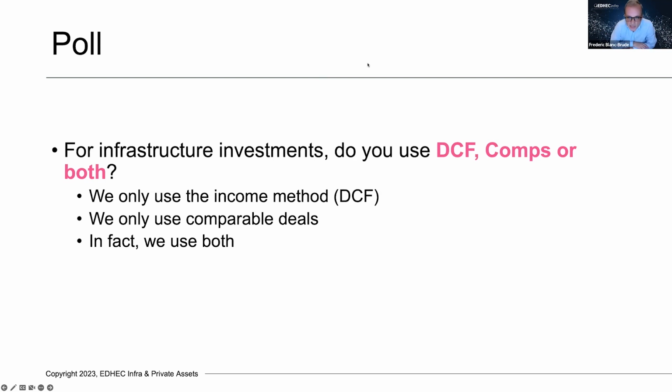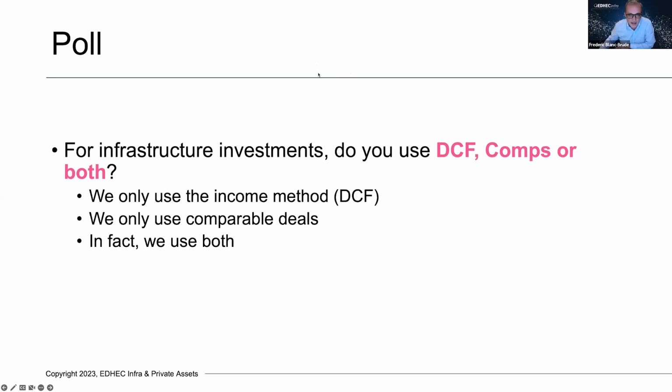We only use DCF, 26%. We only use comparable yields, 6%. That's very few people. And in fact, we use both, almost 70%, 68%. Now that's interesting. And this is a very good batch of students that we got today, because the majority got the right answer.